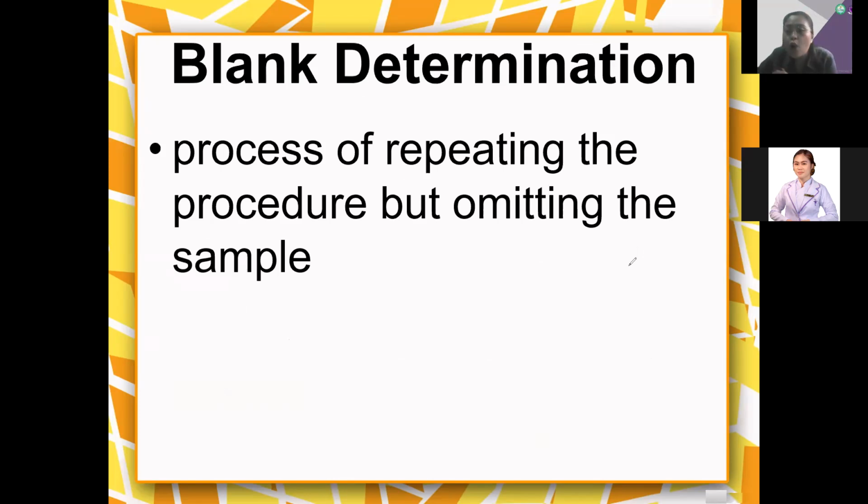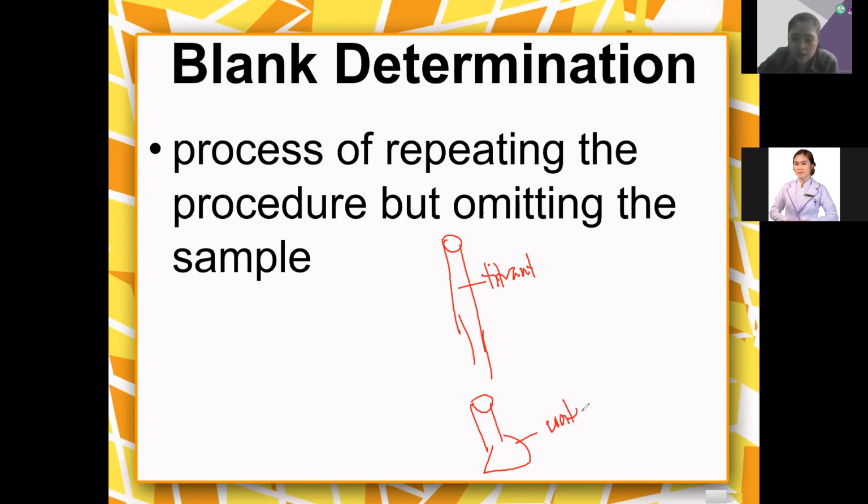be doing the whole procedure, the whole titration procedure, but you have to get rid of the sample. You have to omit the sample. So you have here still the titrant. You have here the Erlenmeyer flask, but the Erlenmeyer flask will only contain water, kasi yan naman yung solvent ng most of our sample, plus the indicator. So wala siyang sample pag sinabing blank determination.